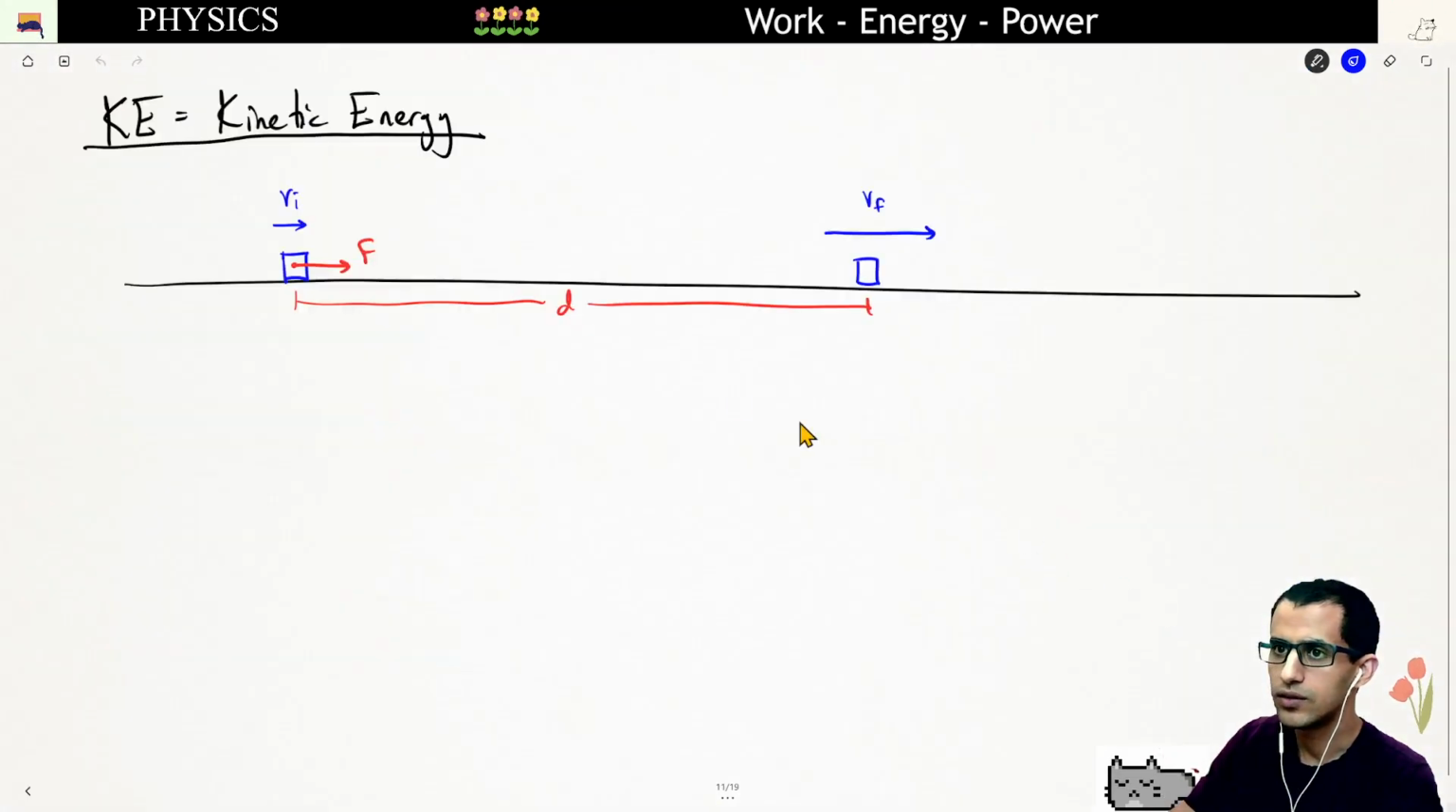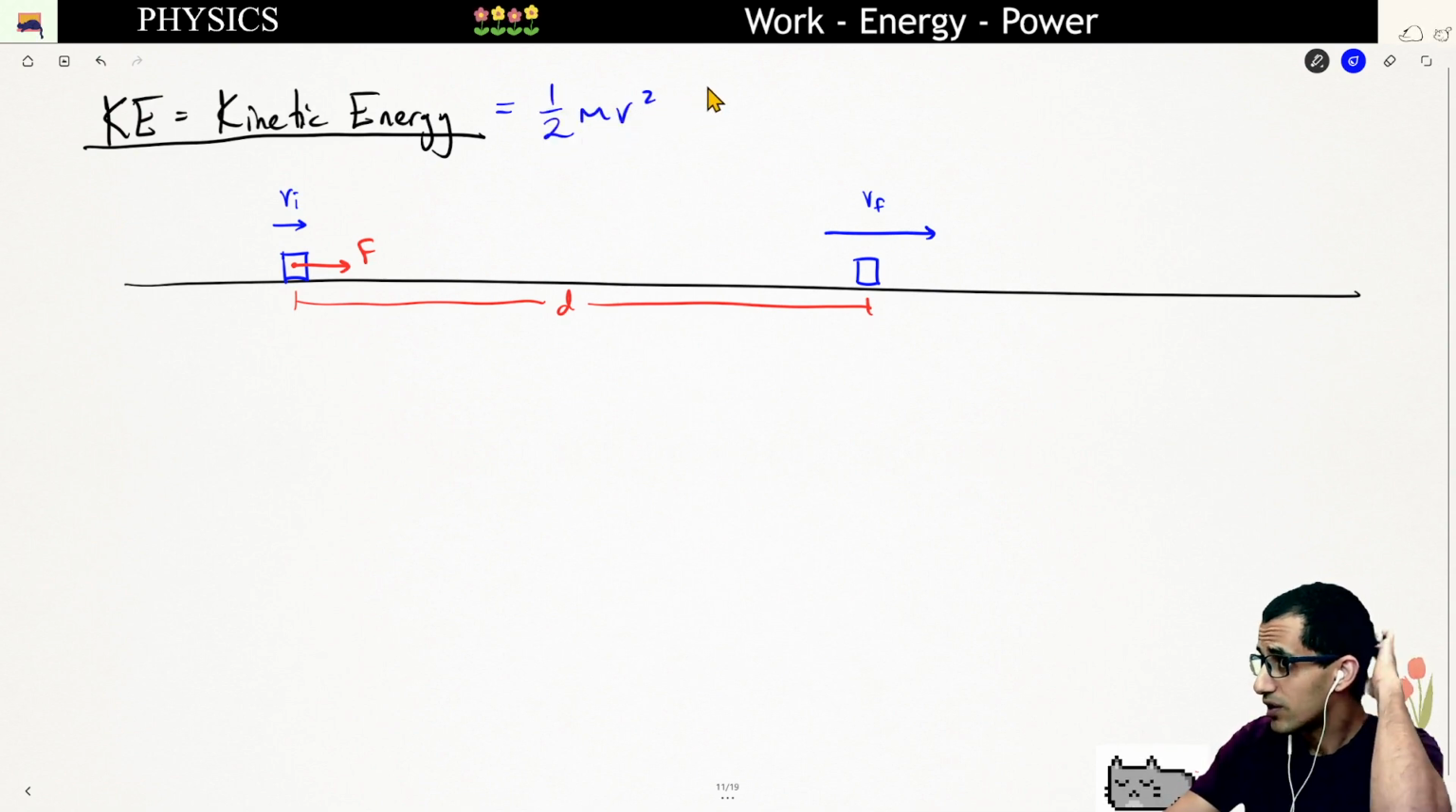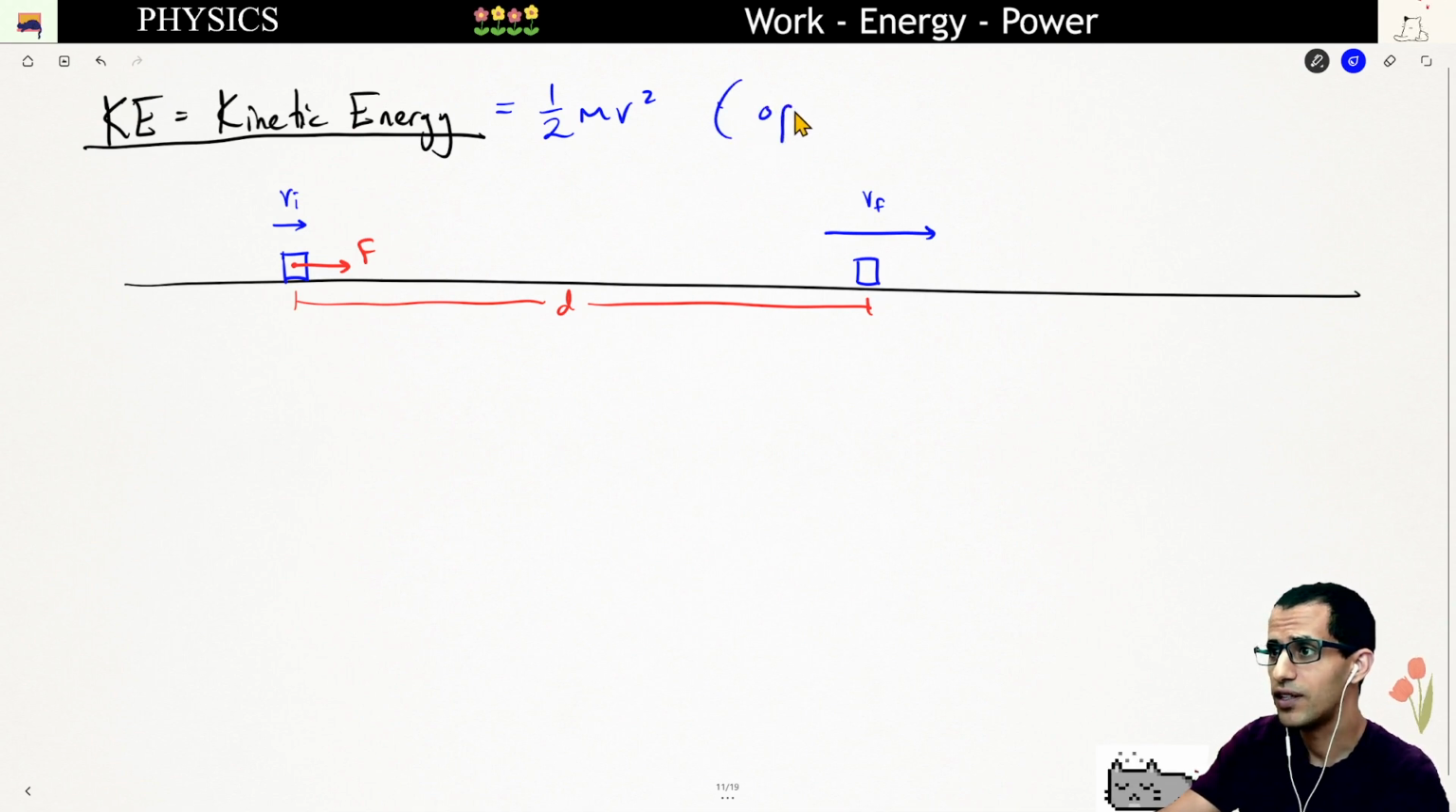We can now derive the equation for kinetic energy, though this is really optional. The equation here is 1/2 mv squared. So if you're a bit short on time, you can kind of skip this. I'll even write here, this is optional.